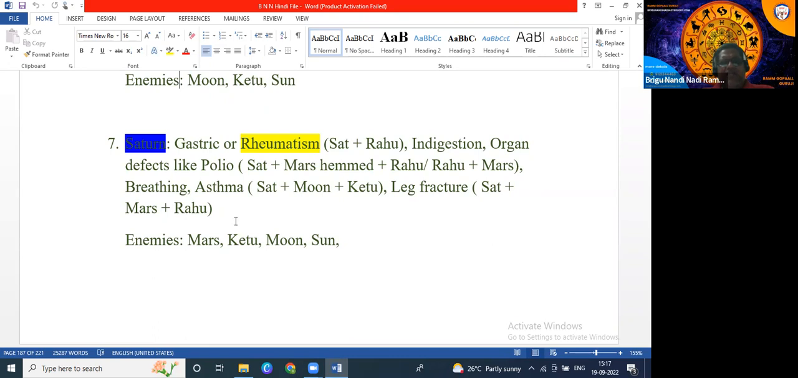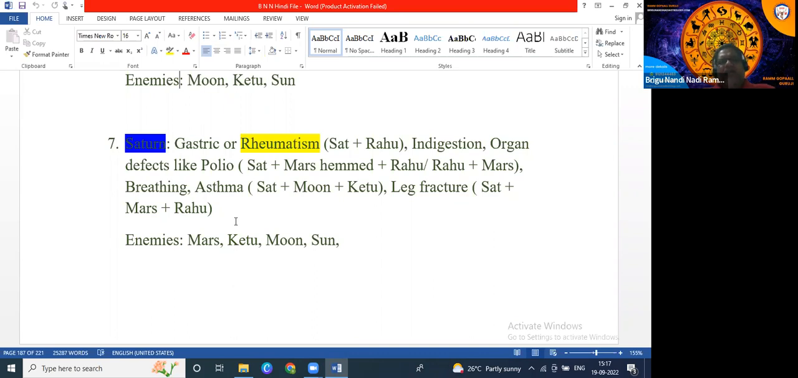Suppose Saturn is a gastric planet and Rahu is a gastric planet, and Saturn is a rheumatic planet. So when they are conjoined, they are windy planets. So when they are together, definitely the native will get wind related disorders. So gastric related or rheumatic pains.